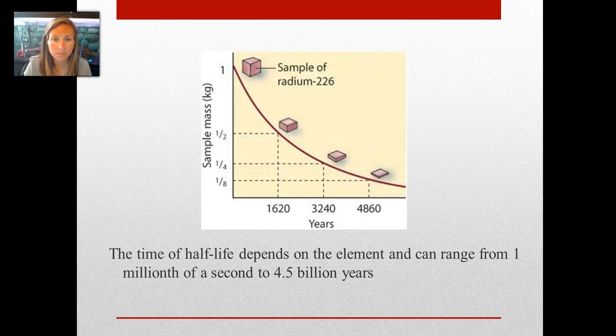So if we were to look at radium-226, a sample right here, we have a sample mass in kilograms. So if we were just talking about 1 kilogram of radium, it would take 1,620 years for half of it to decay. And then for another half, take another 1,620 years, or a total of 3,240. And then again, another 1,620 years, or a total of 4,860, we would have 1/8 of 1 kilogram of radium left. So half-life depends on the element, and it can range from 1/1,000,000th of a second, so really, really quick, or even to 4.5 billion years.